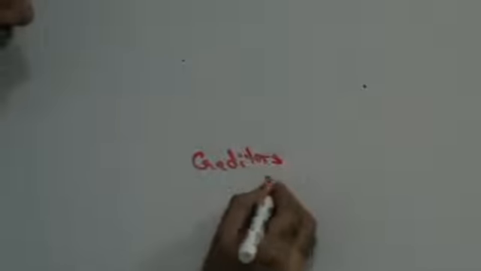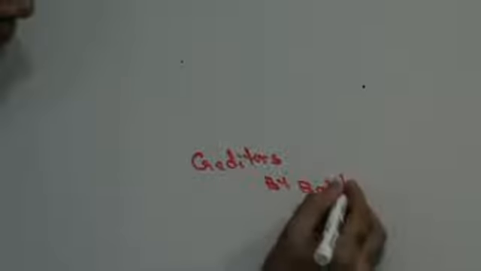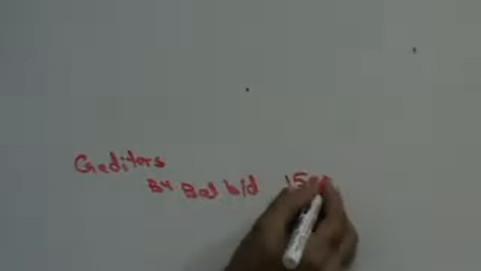Next, opening stock of creditors by balance brought down, 1,500. Since they've given me opening stock of creditors, therefore I'm making a creditors account. Creditors is a liability, therefore opening balance on the credit side. Now let's see the transactions.